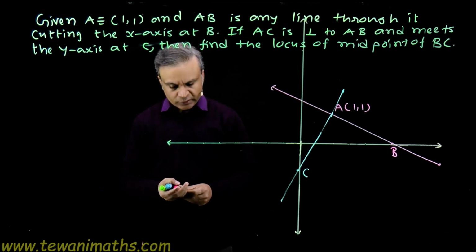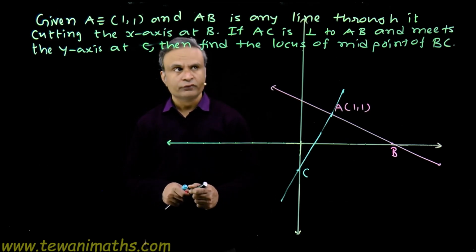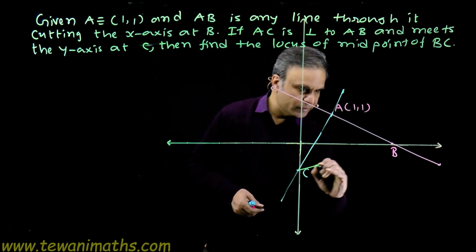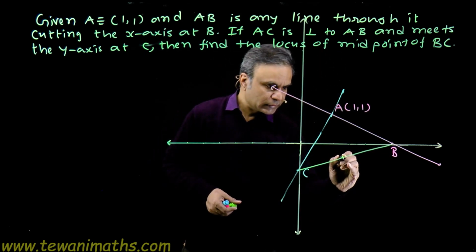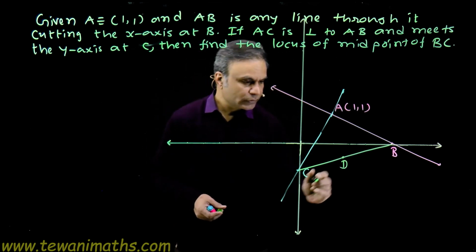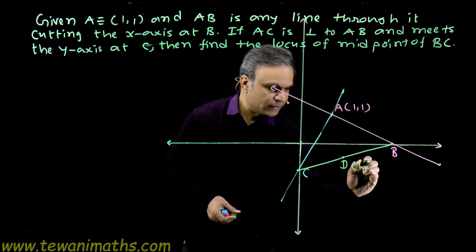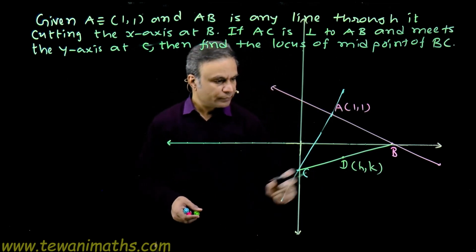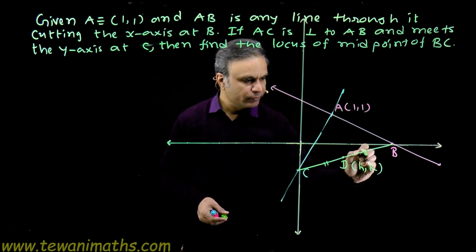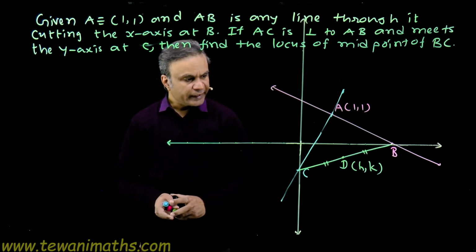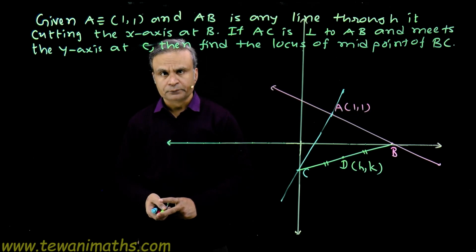Then we have to find the locus of the midpoint of BC. हमें BC के midpoint का locus निकालना है. So we join points B and C. Its midpoint is D, suppose. Let the coordinates be h, k. हमें point D का locus निकालना है जो BC का midpoint है. हमें h and k के बीच में relation निकालना है.